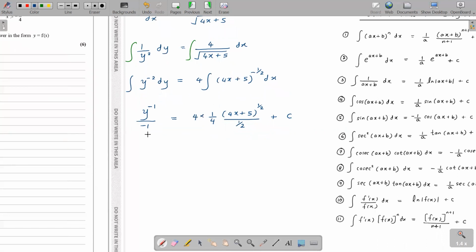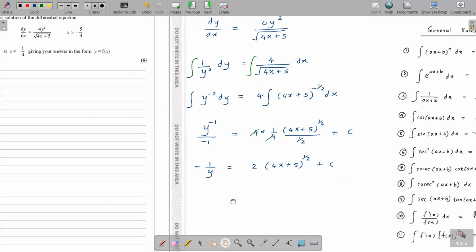Okay, so what do we get here? When I simplify, I get here minus y to the power minus 1, or we could write minus 1 over y. Are you okay with that? y to the power minus 1 is 1 over y, and this minus comes in front. So here 4 into 1 over 4 will cancel. Then what's remaining? Dividing by half means the 2 comes on top, right? 2 times this is (4x+5) to the power half plus c. Are you with me?